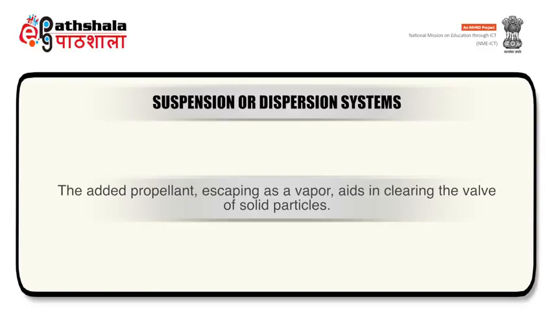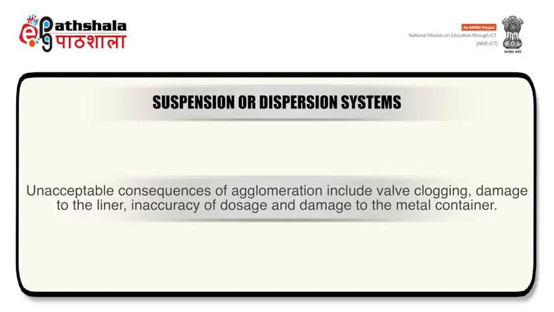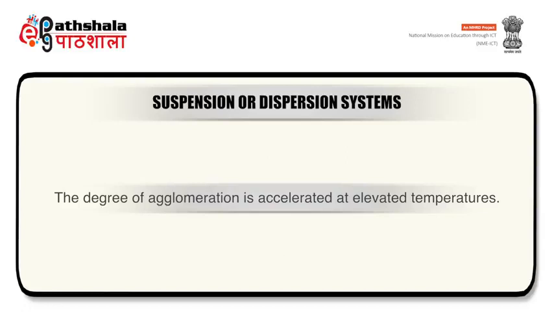Added propellant escaping as a vapor helps in clearing the valve of solid particles. Particles of certain materials tend to agglomerate immediately following suspension or shortly thereafter due to solubility, moisture, or particle size growth with unacceptable consequences. Unacceptable consequences of agglomeration include valve clogging, damage to the liner, inaccuracy of dosage, and damage to the metal container. Degree of agglomeration is accelerated at elevated temperatures.